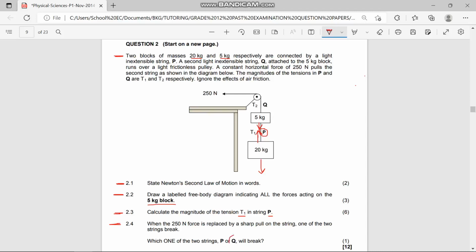String Q will break. This string will break if ever the 250 newton force is replaced by a sharp pull. So Q will break. In answering question 2.4, you can say Q will break.